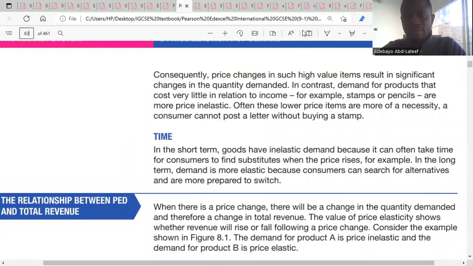The next one is time. The time at which consumers have to switch from one product to another might be, are you here, please?